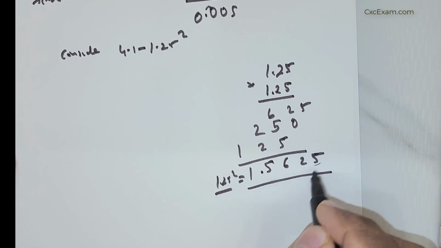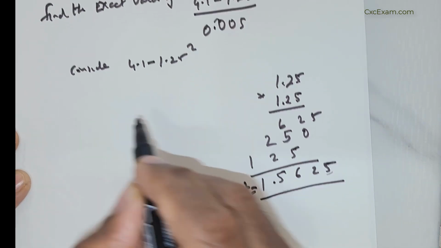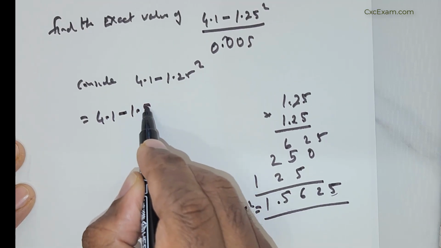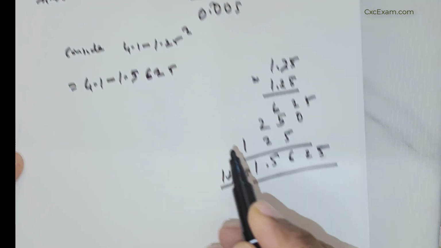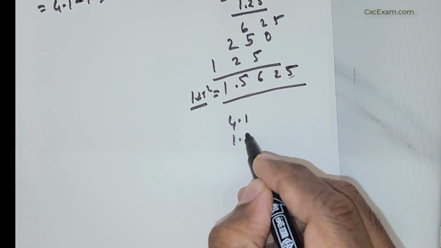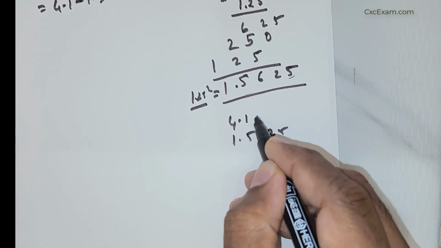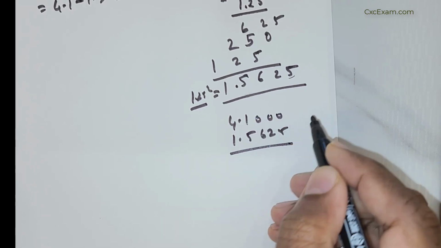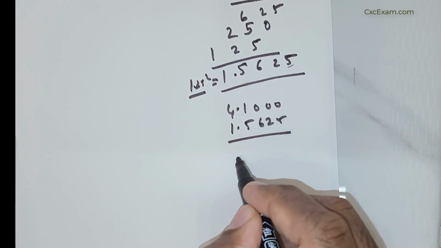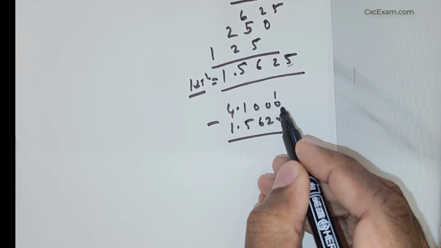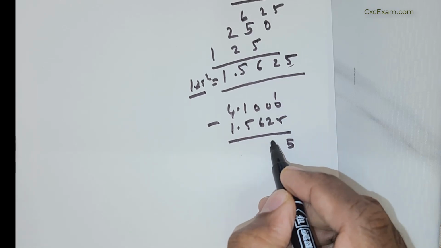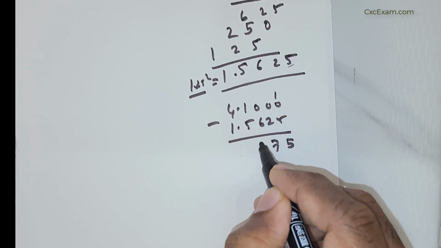Now of course you can use a calculator, but I am just using the manual method. So 4.1 minus 1.5625. How am I going to make the subtraction? So this is actually 4.1 and 1.5625. You have to have 3 zeros there, just to make it consistent. Okay, so you make the subtraction. You borrow 1, 10, and from 10 you take away 5, you get 5. There is a 9, you take away 2, you get 7. 9, you take away 6, you get 3.